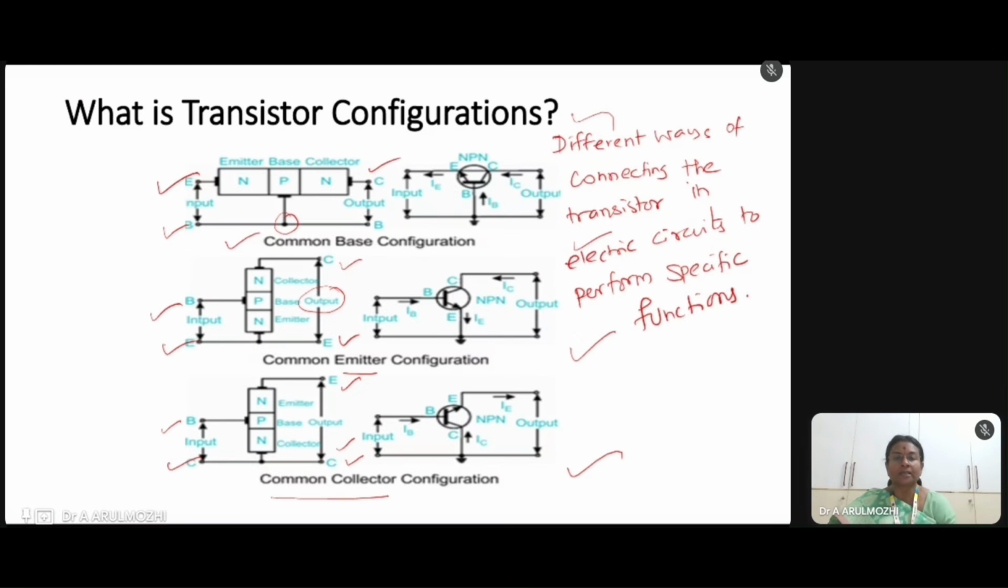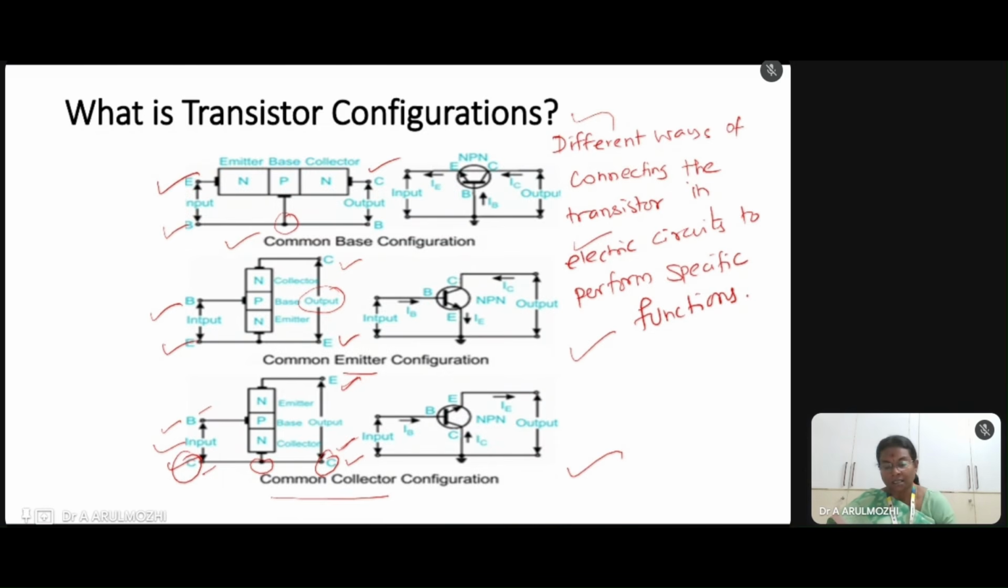Next one is the common collector configuration. In the common collector configuration, the collector is the common terminal, and the input is given between the base and the collector, whereas the output is taken between the emitter and the collector. So these are the three basic configurations, and next we will see the use of these configurations.